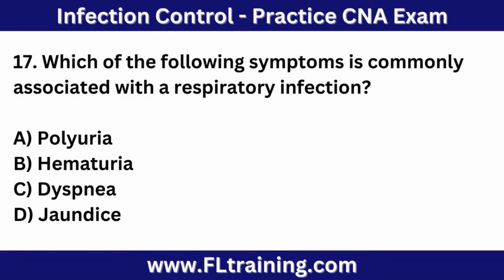Which of the following symptoms is commonly associated with a respiratory infection? A, polyuria. B, hematuria. C, I think I'm going to say this wrong, so just bear with me, dyspnea. D, jaundice. Let's see. Drop your answers in the chat. A, B, C, or D.